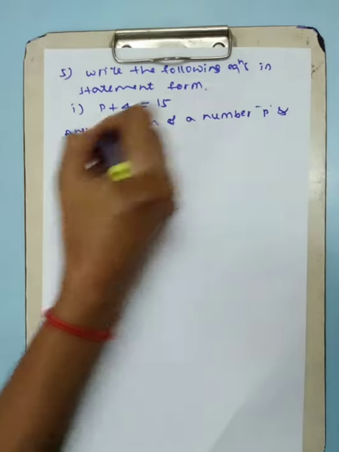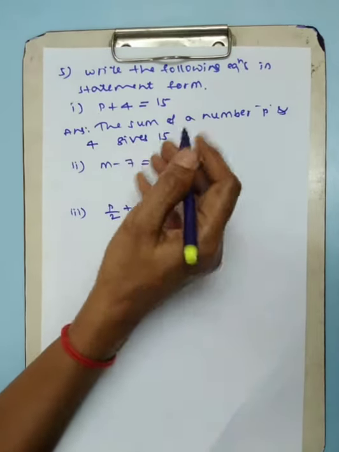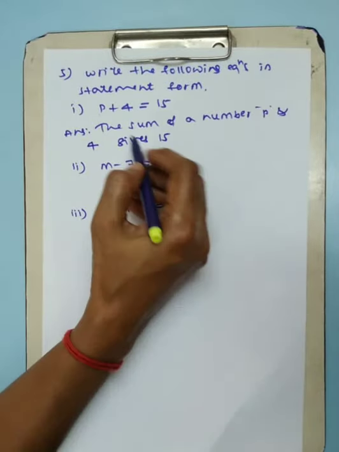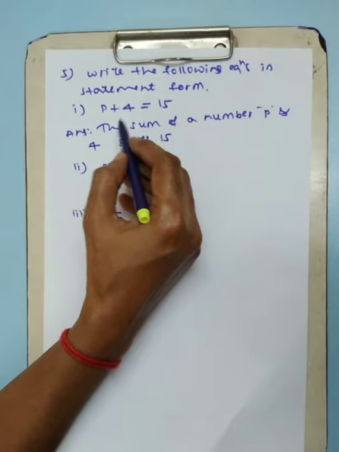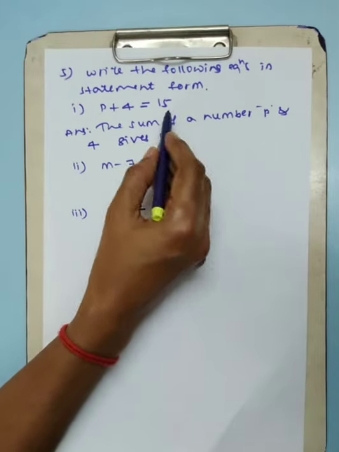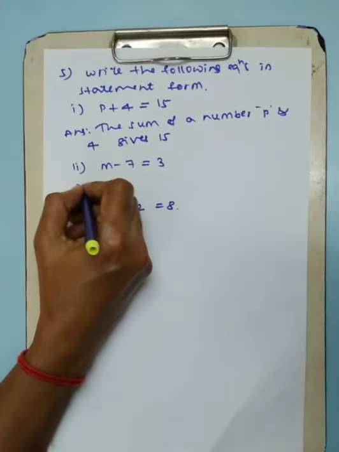The sum of a number P and 4 gives 15. You can write it in your own sentence. It is not compulsory that you have to write it in this form only. The sum of, or we can say that when 4 is added to P gives 15. We can write like that also. Now let us discuss one more.